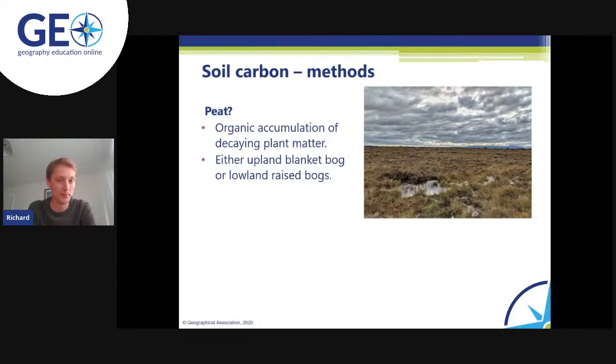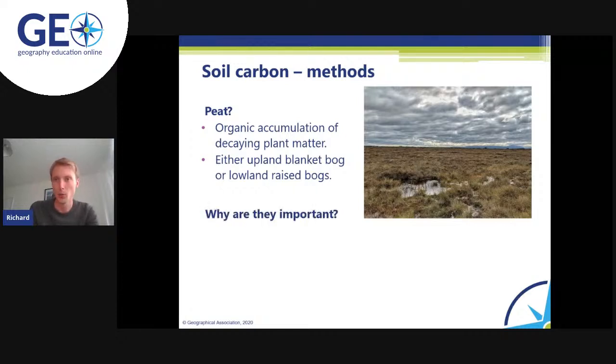There's two types you're most likely to find around the UK. They are upland blanket bog, which occur in particularly wet, hilly areas, places such as Wales, the Pennines, generally in the north or the west of the country, or lowland raised bogs, which is what this picture on the right is. That is a raised bog on the coast in Cumbria. Often in coastal areas, there's definitely some along the south coast of England, particularly in East Anglia, around the Norfolk Broads and the Fenland areas. You find quite a lot of raised bogs.